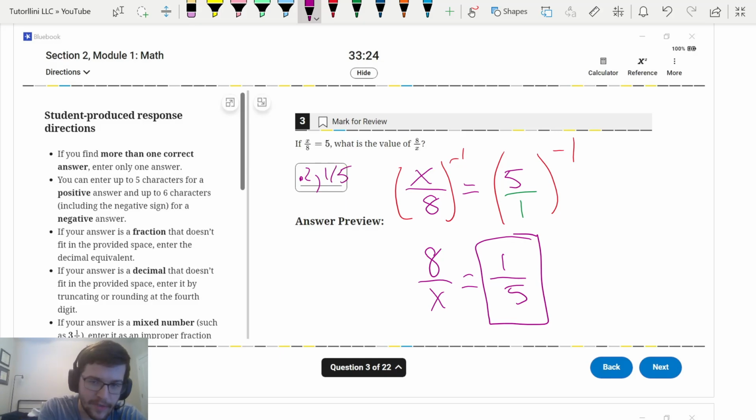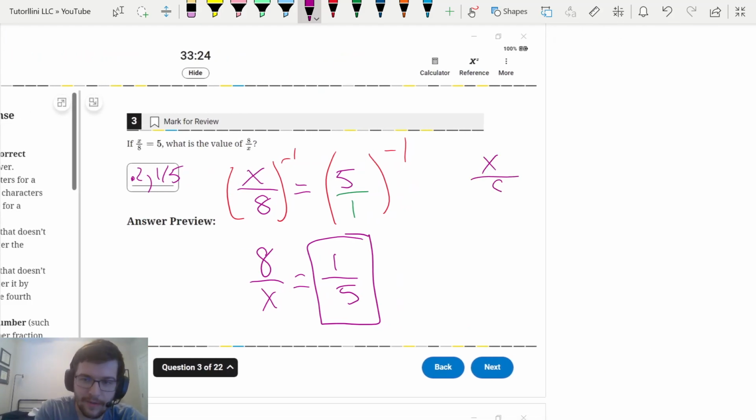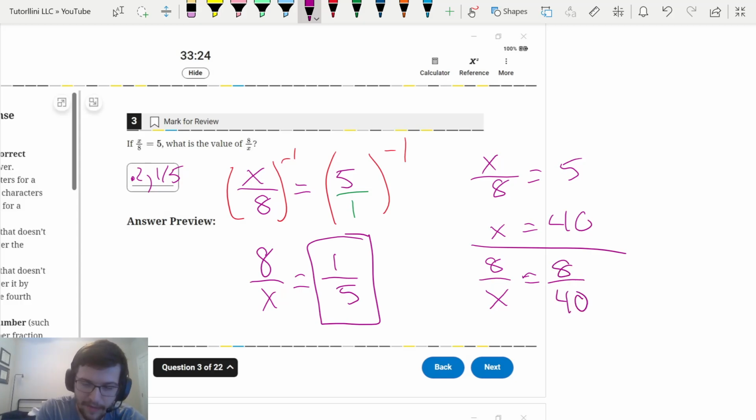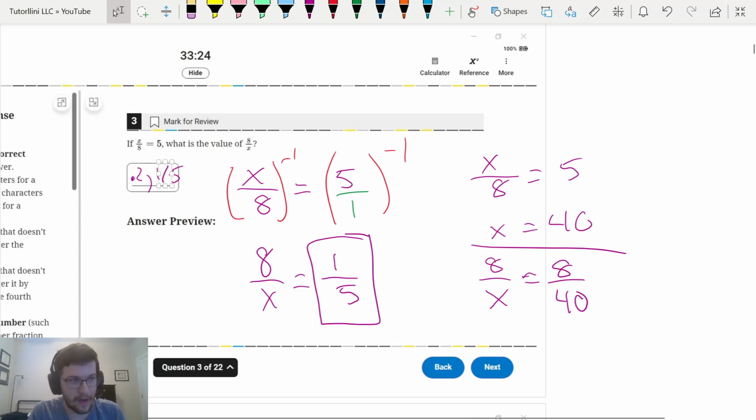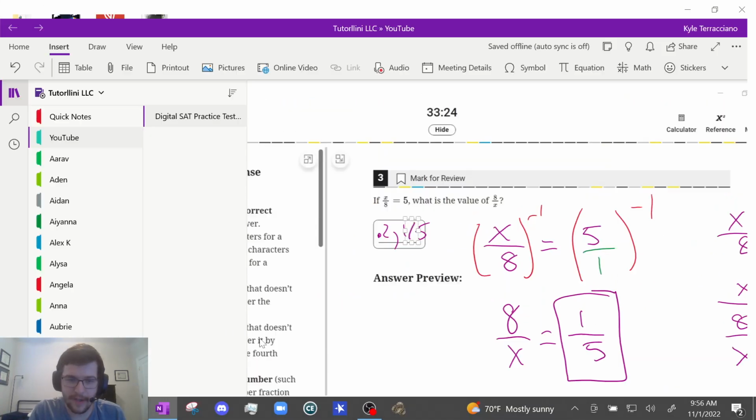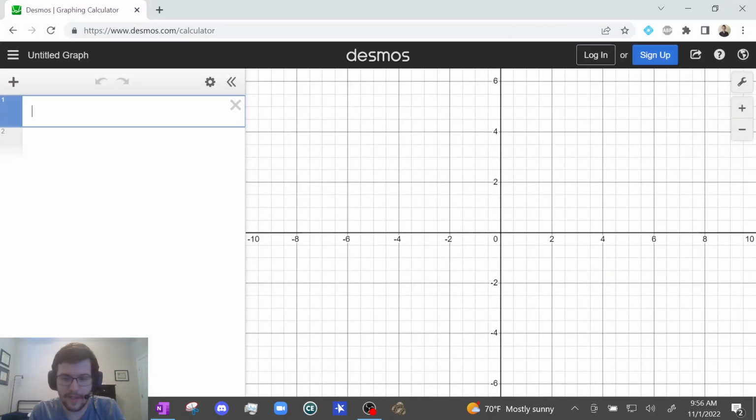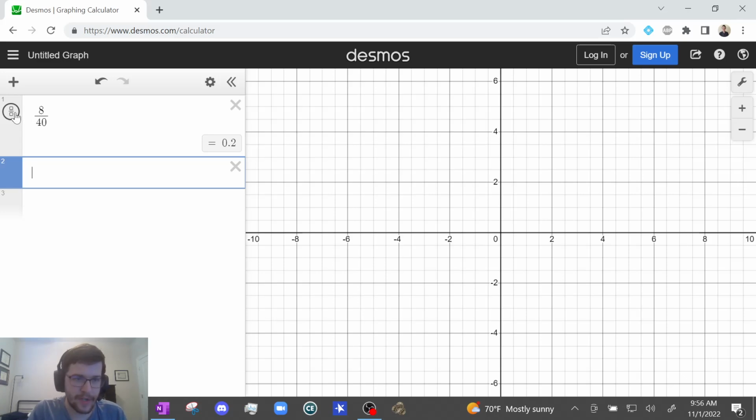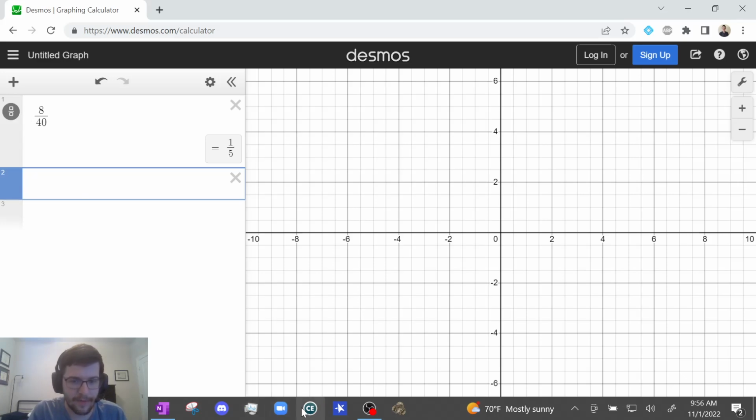You don't have to put both of them. I'm just writing them so that you know what the acceptable answers are. Just write one. If you didn't see that, what you could have done was multiply both sides by 8 and find x is 40. And then you could have plugged in 8 over x equals 8 over 40. And then if you simplify that, you can simplify it on your calculator or on Desmos as well. Maybe I'll show you how to do that really quick. So let's see, 8 divided by 40. And it says 0.2, and if I press this button here, it says 1/5. So either of those would have been acceptable.